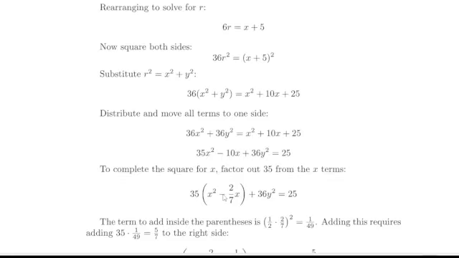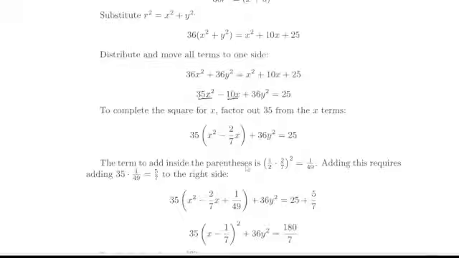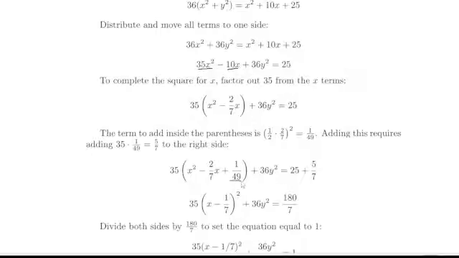And then we will factor out a 35 from the 35x squared and the negative 10x. So if we factor out a 35, we have x squared minus 2 over 7x left. And we want to complete the square, so we're going to take half of 2 over 7, which is 1/7, and square it to get 1 over 49. So that's what goes inside the parentheses.